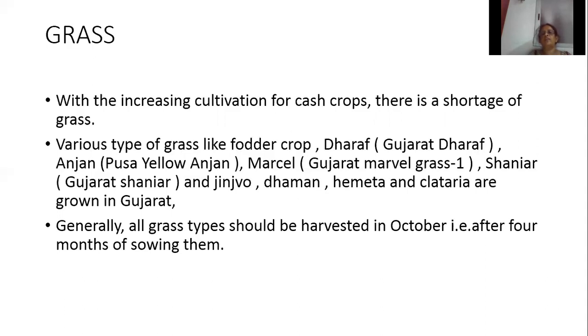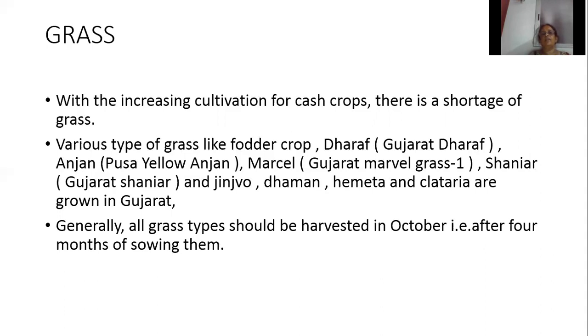So before that, 4 months they are sowing, and after sowing this grass, after the 4th month they are harvesting in October. So why has the cultivation of grass decreased? Why is there a shortage of grass? Because there is an increasing demand for cash crops. Hence there is a shortage of grass.